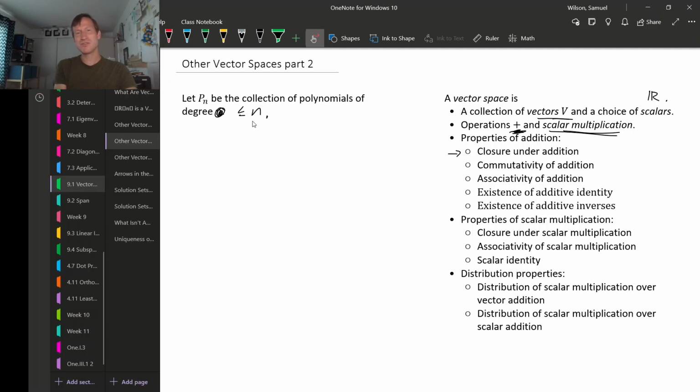So if you start with two polynomials of degree less than or equal to n, their sum is going to have degree less than or equal to n. So this time, closure is satisfied. So we have some hope of having a vector space.